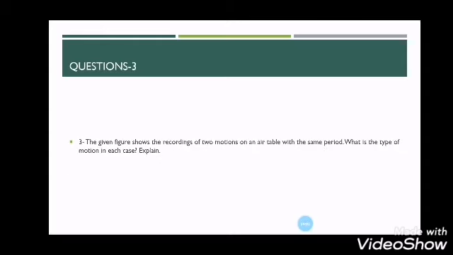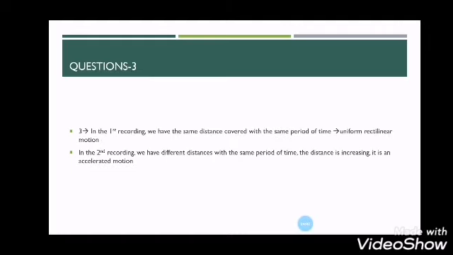3. The given figure in your book shows the recordings of two motions on an airtable with the same period. What is the type of motion in each case? Explain. So, as you can see in your book, the first recording, we have the same distance covered with the same period of time. So this is a uniform rectilinear motion.